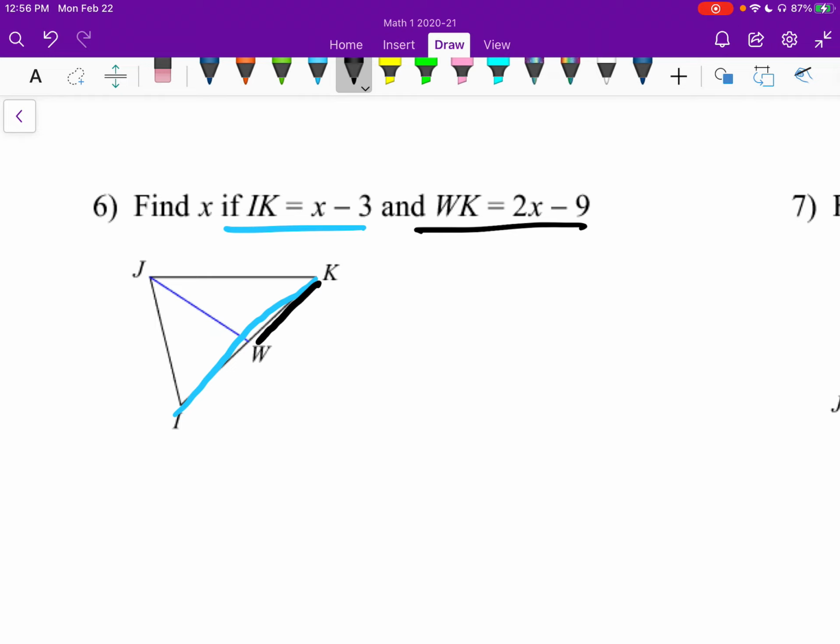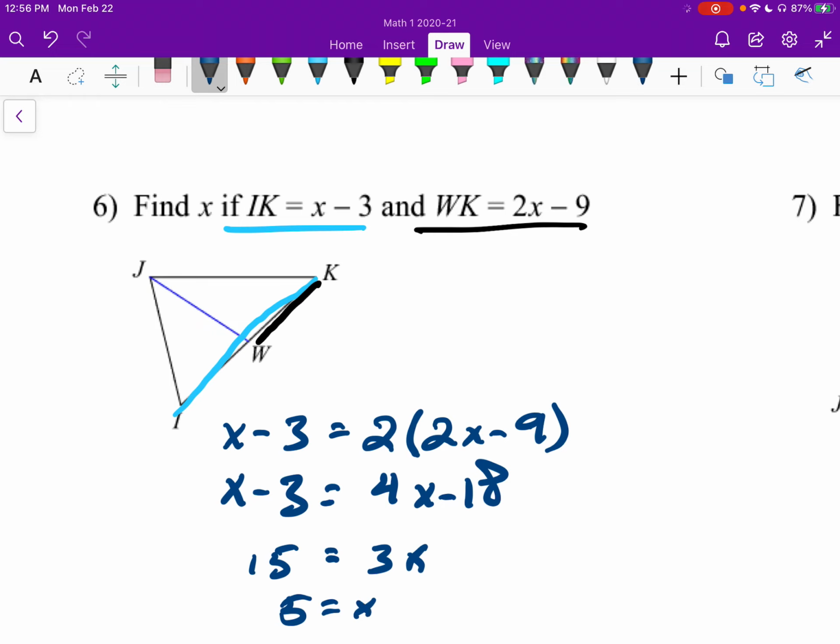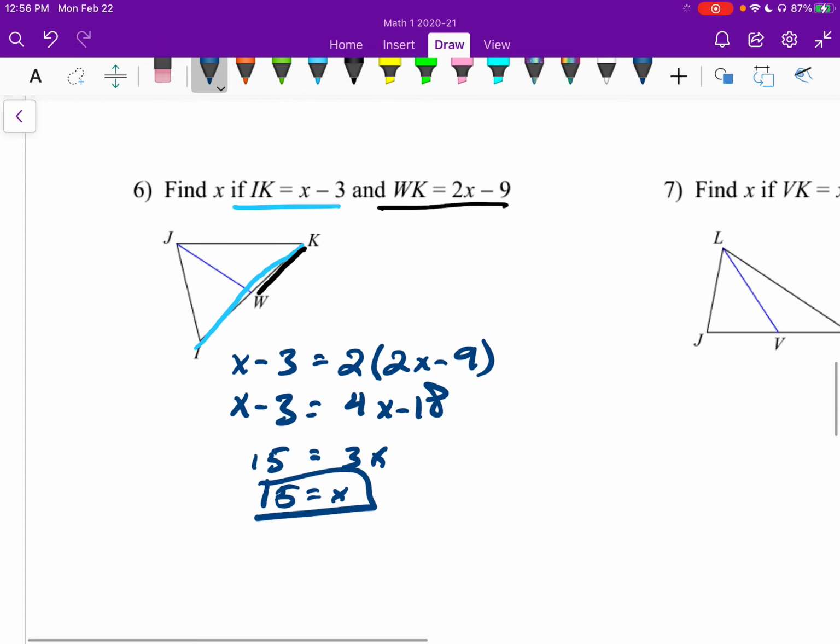Well, right there, that bisects that side, so we know that the blue piece is double the black piece. So I could say, well, x minus 3, that's the whole piece, is double the short piece, 2x minus 9. So solving this, I'll have, well, x minus 3 is equal to 4x minus 18. I'm going to add my 18 to the left, so this will be 15 equals 3x, and 5 is x. There we are.